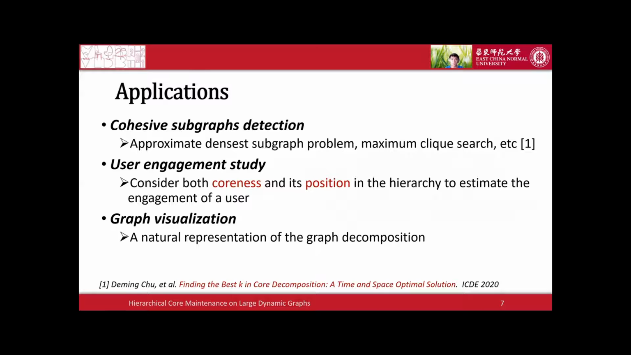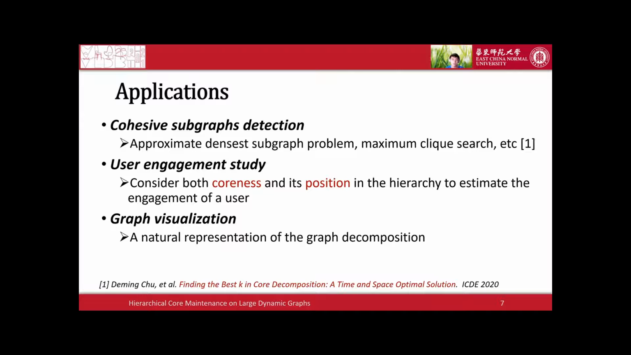The k-core hierarchy can be used for cohesive subgraph detection, studying user engagement, and graph visualization. In the detection of cohesive subgraphs, a recent work computes the k-core with the largest density in the hierarchy of core decomposition. For the user engagement study, it is validated that the engagement of a vertex is usually in a positive correlation with its coreness.